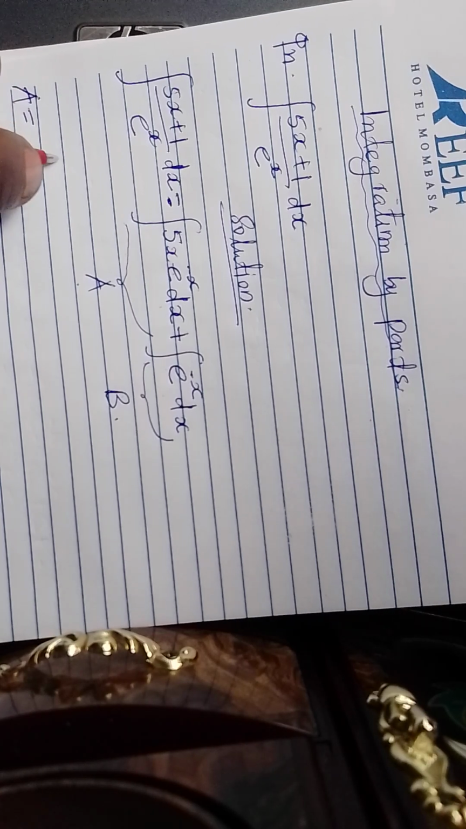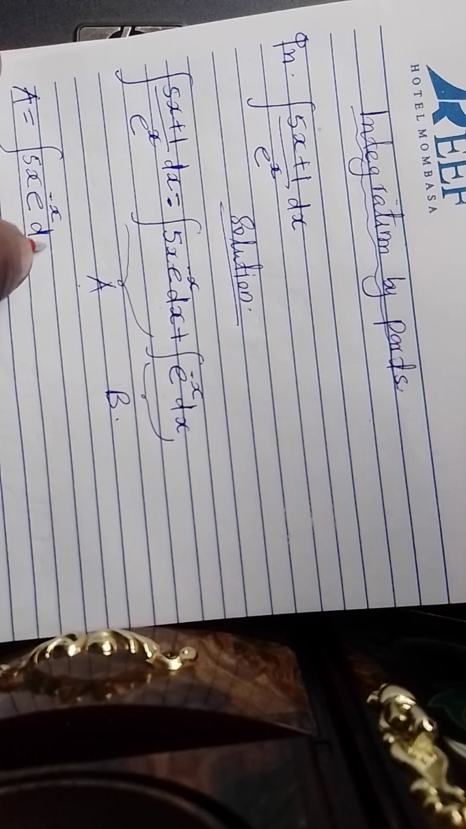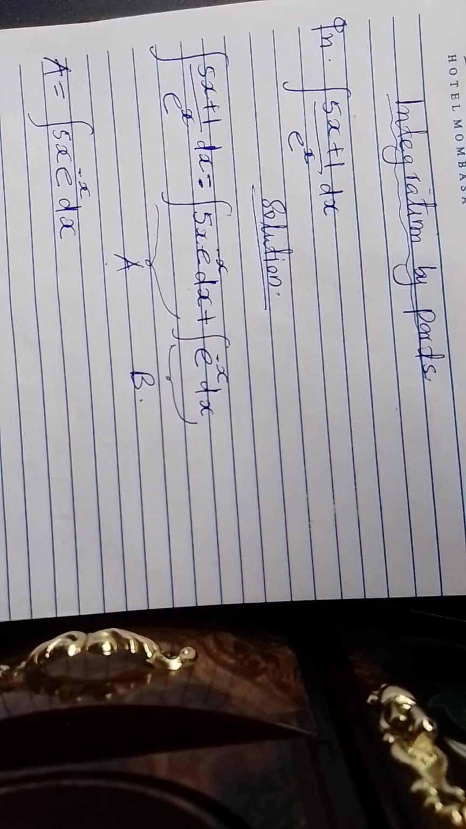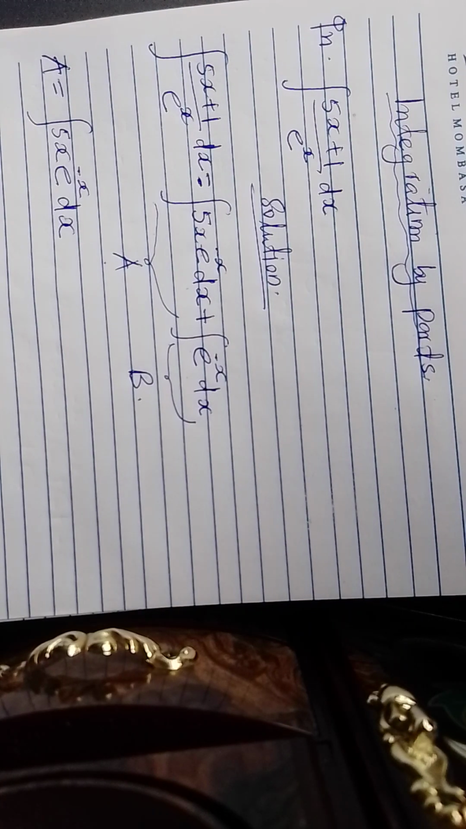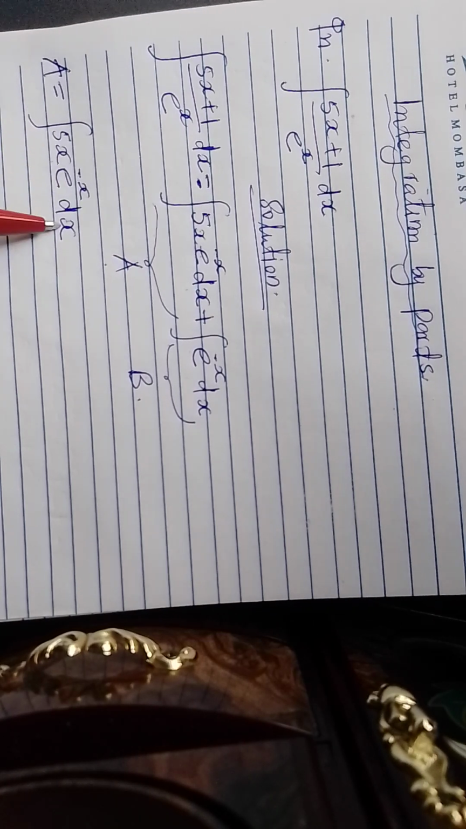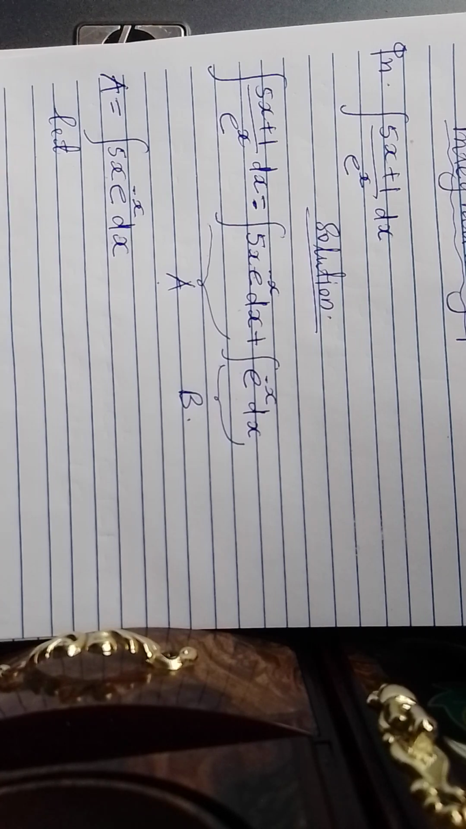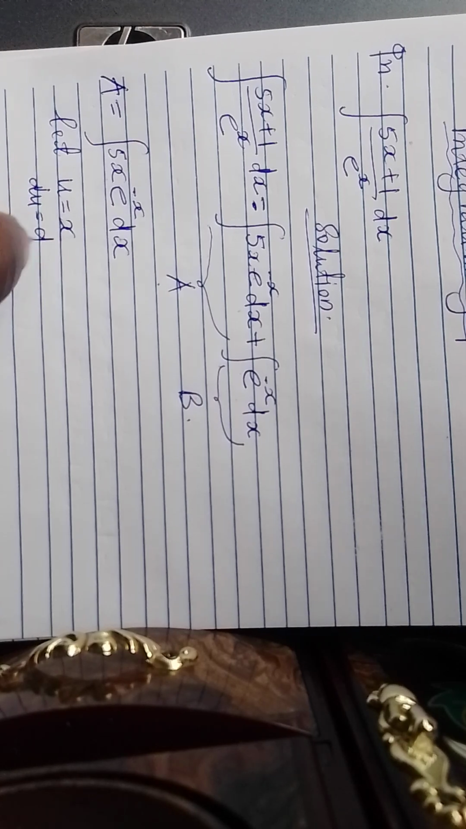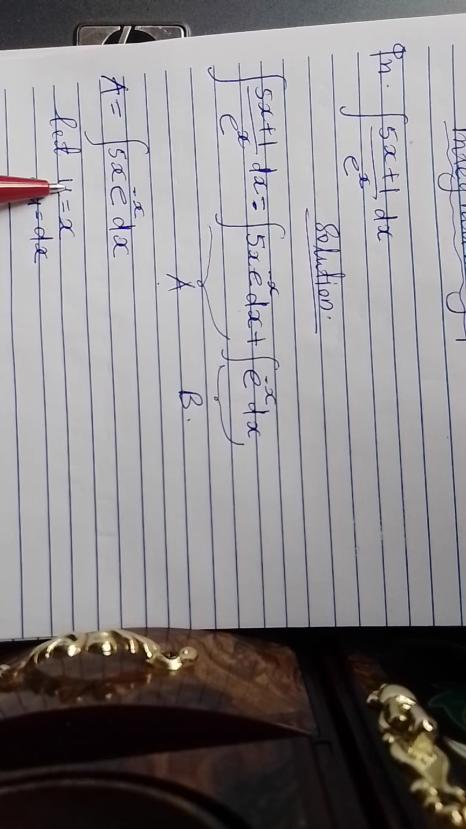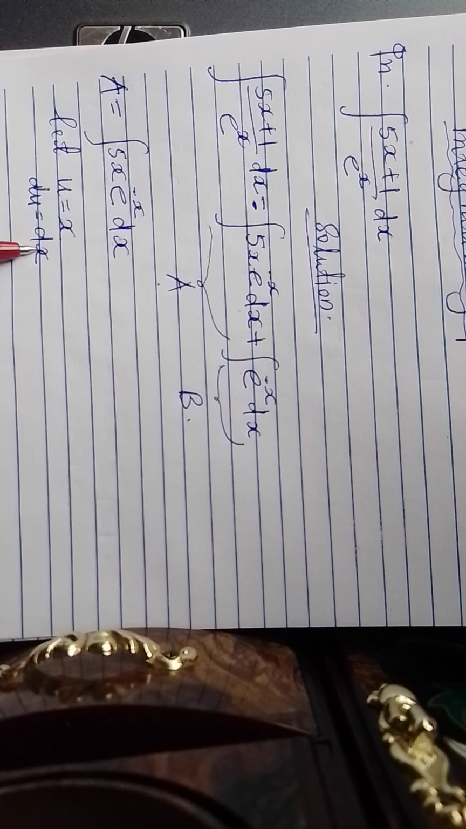Our A is the integral function 5x exponential raised to power negative x dx. So that is our A. Let u be equal to x, so that du is simply dx. If you differentiate u with respect to x, you get du equals dx.